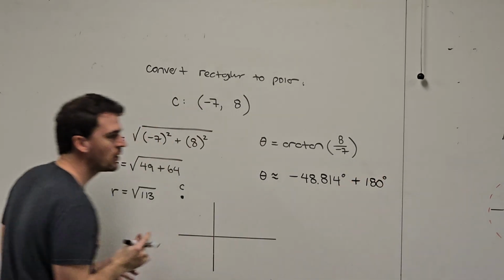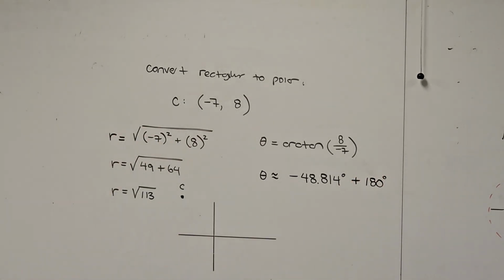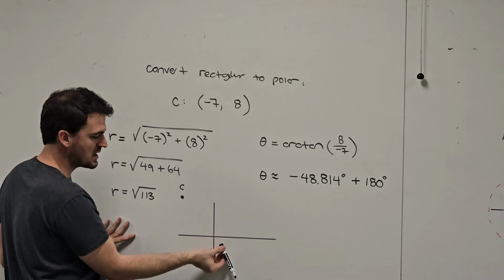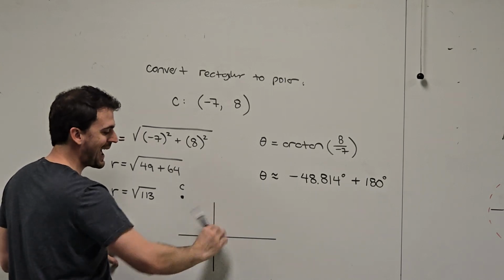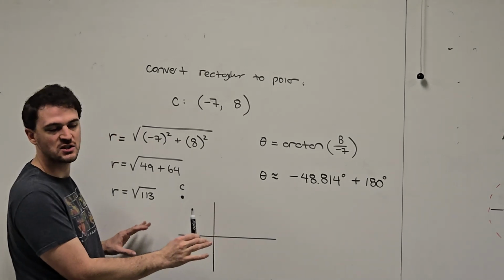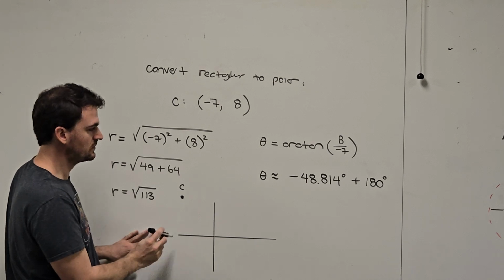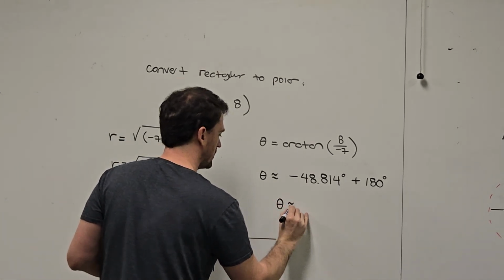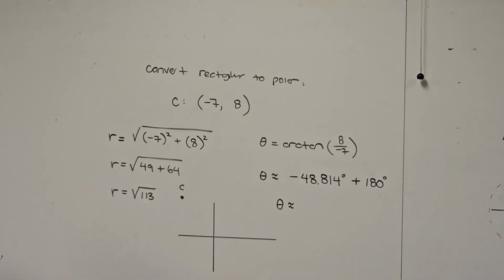Don't forget, by default, arc tangent is always going to give you angles in quadrants 1 and 4. So to get to the other two quadrants, we need to be able to add 180. We have to pay attention to when that happens. So after adding 180, now this is going to give me the angle.